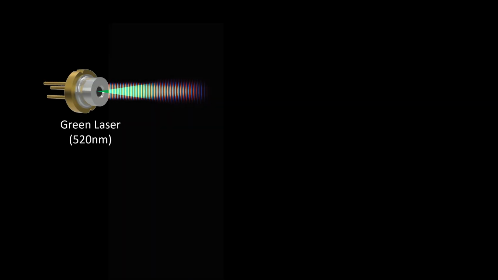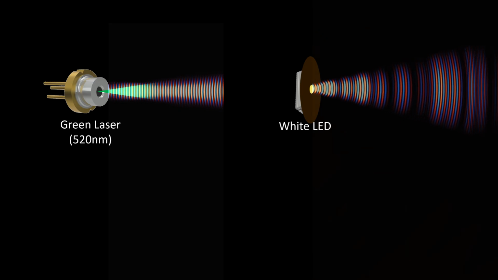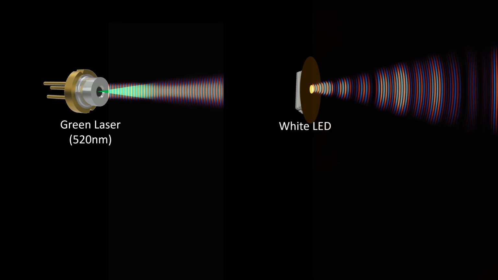In the experiment that follows, we'll use two fundamentally different light sources. One is a laser that emits spatially and temporally coherent light, and the other is a white light LED with a tiny pinhole in front of it emitting temporally incoherent light that is spatially coherent.